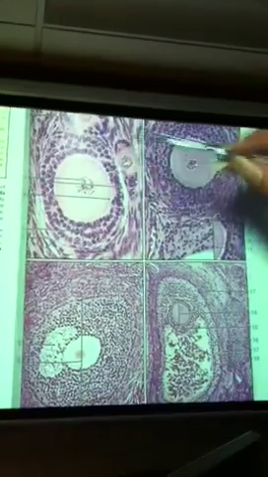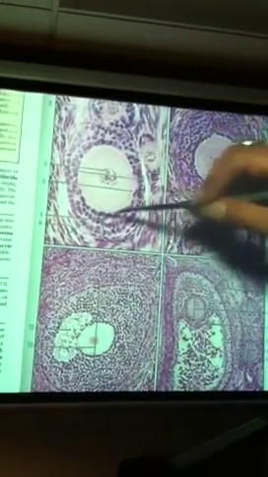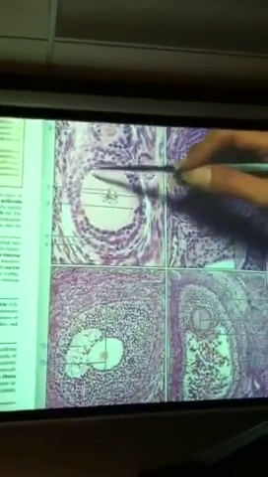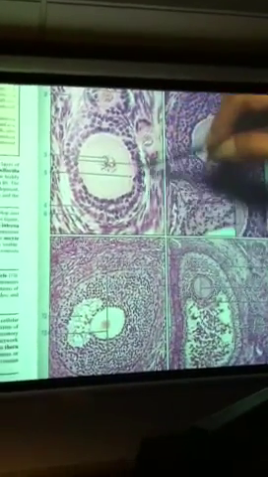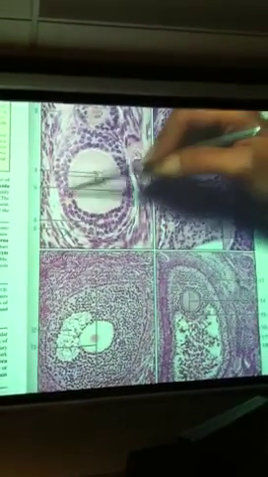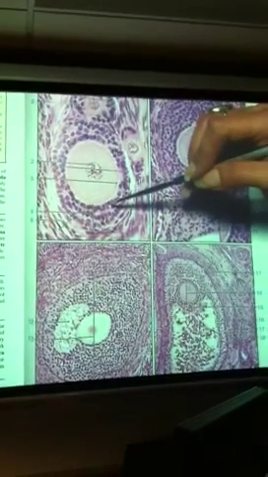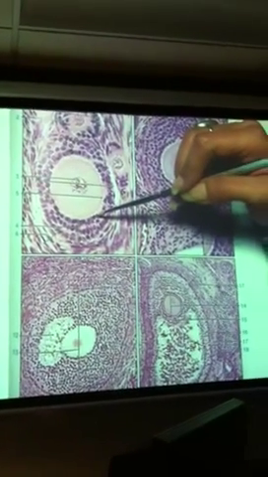All you're looking for is one follicle that looks like this, which is an oocyte, and thecal cells wrapped around it. And those are going to be relatively small. And those are going to be the primary follicles.